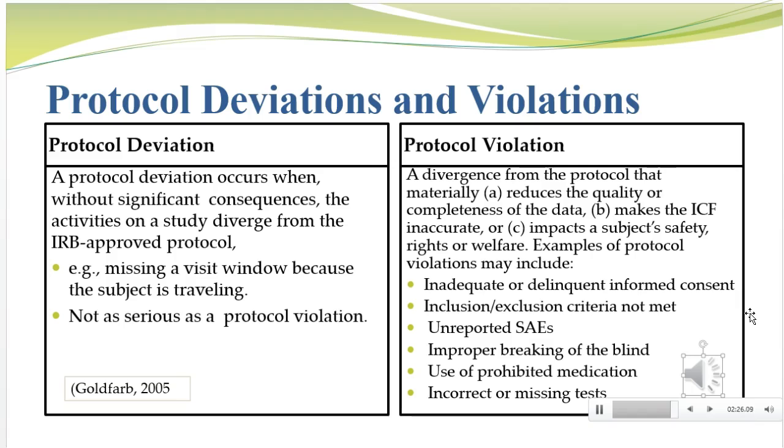First and foremost, a violation is more serious than a deviation. Deviations are events that don't necessarily have significant consequences, like a patient coming late to a single visit, but violations are things that can have serious consequences, such as enrolling a patient without their informed consent.